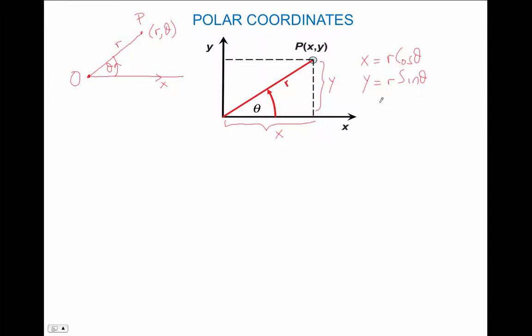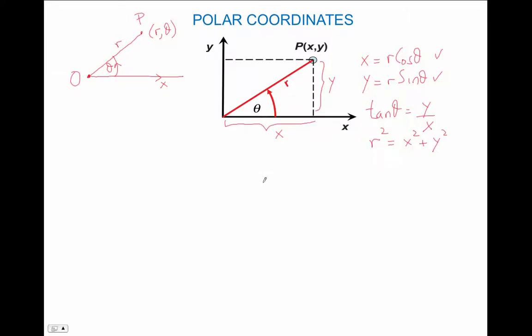Can we invert this? In other words, can we express theta and r in terms of x and y? It's very easy to do that. Let's divide this equation by this equation, in which case we'll get r sine theta over r cosine theta equals y over x, or tan theta is equal to y over x. And if we square these two equations and add them together, then we get r squared is equal to x squared plus y squared. That's clear from this diagram over here as well.